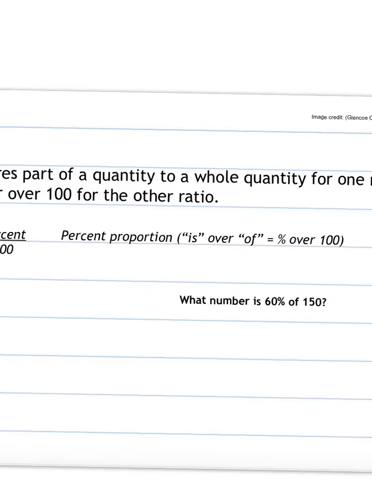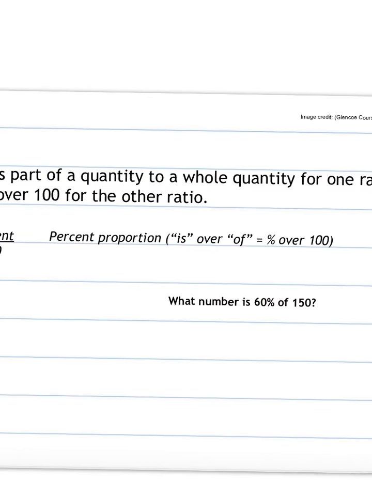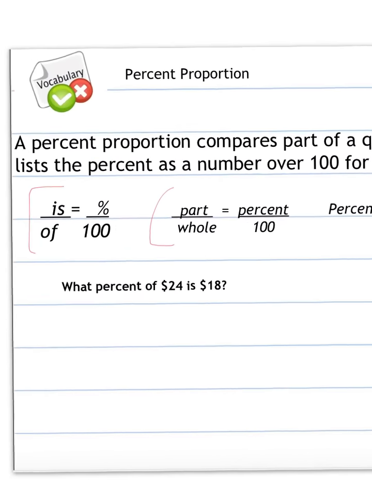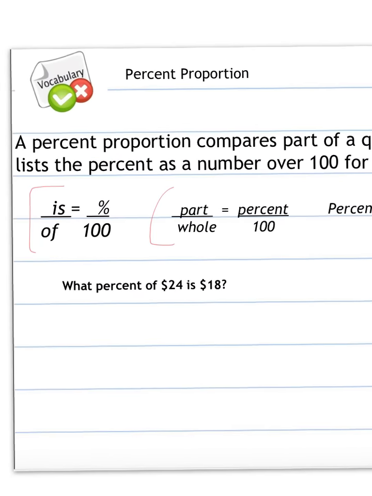So the percent proportion, just something to note, this is how you should say it: is over of equals percent over 100. Okay? So an example we're going to do here, what percent of 24 is $18? I'm going to draw my proportion. Again, we're using is over of equals percent over 100.